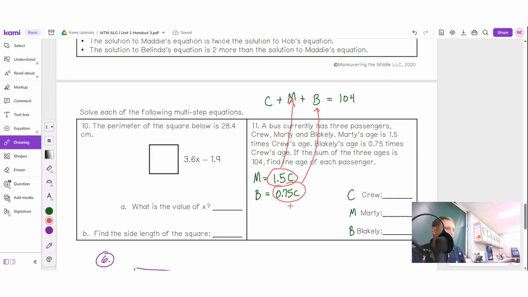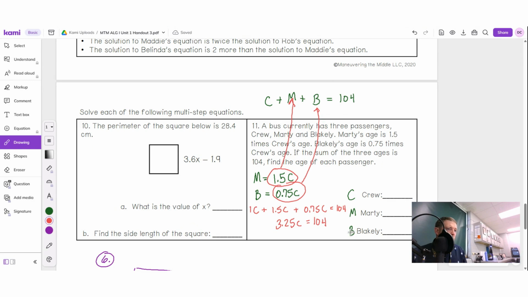So when we do that, we have a brand new equation that is C plus 1.5C to replace the M, plus the B is going to get replaced with 0.75C. And all of that equals 104. And we have 3 like terms that we can combine together. That's 1C, 1 whole, 1 plus 1.5 plus 75 hundredths, that adds up to be what? 3 1/4? So 3 1/4 C's is worth 104 on the other side.